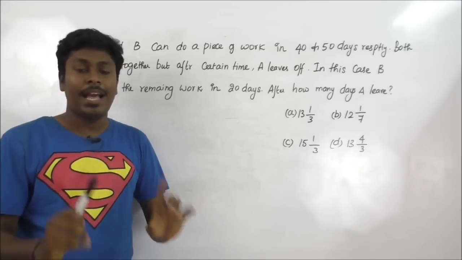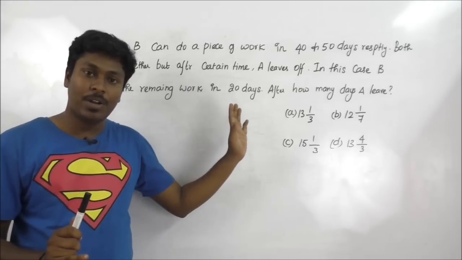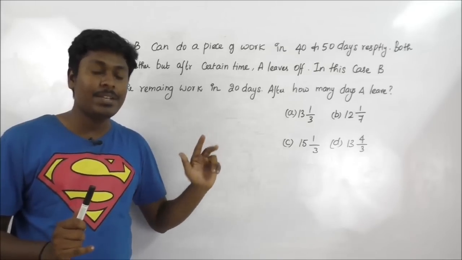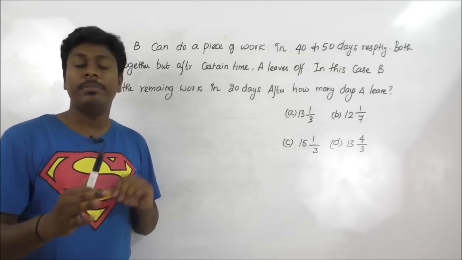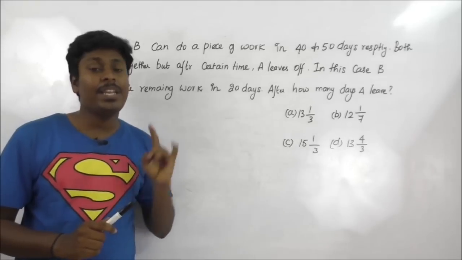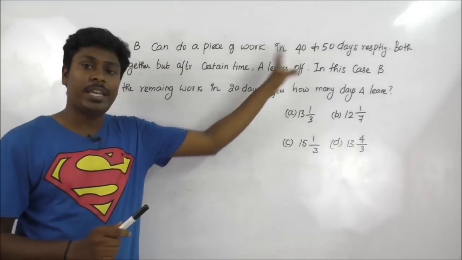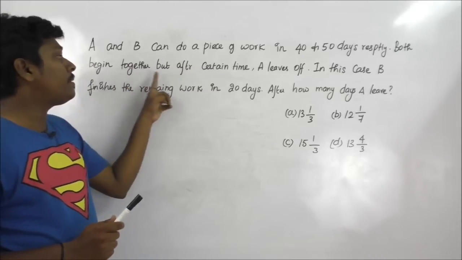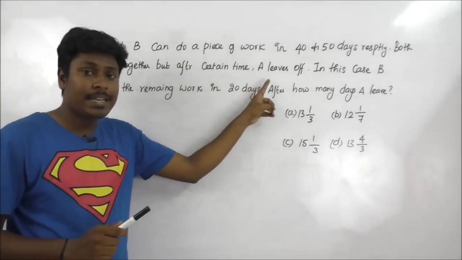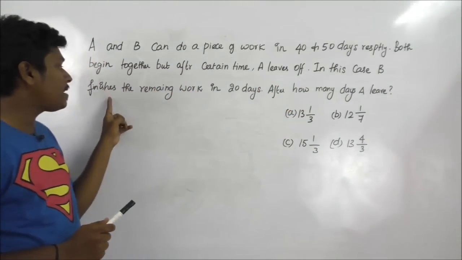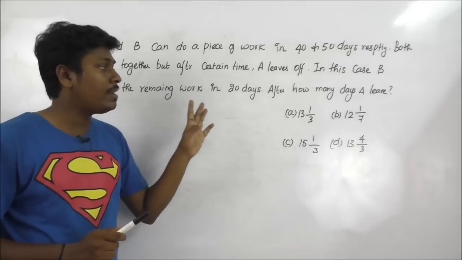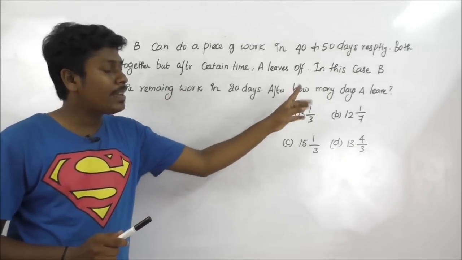Everything is similar. In the previous case we said what targets we need to handle before solving a sum. Our first target, we need to read the sum. A and B can do a piece of work in 40 and 50 days. Both of them begin together. After a certain number of days, A leaves. In this case, B finished the remaining work in 20 days. How many days did A work?